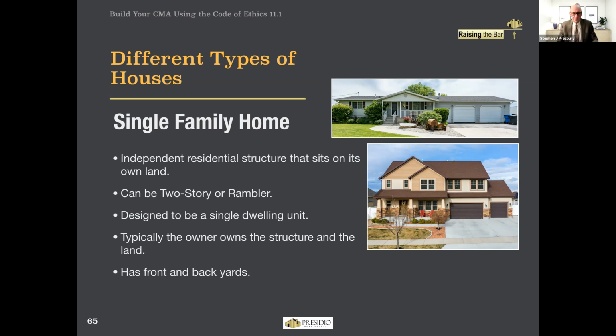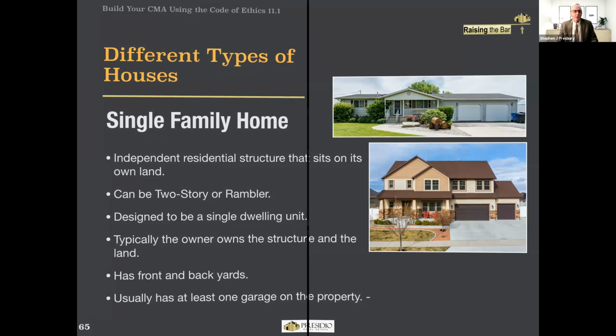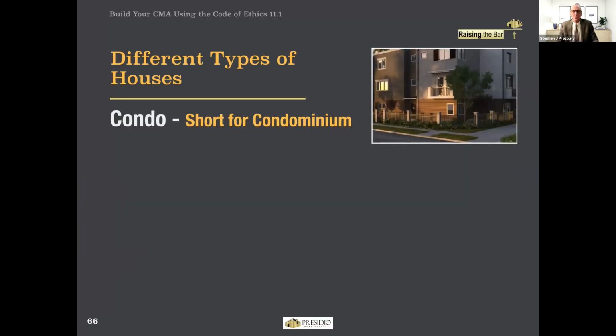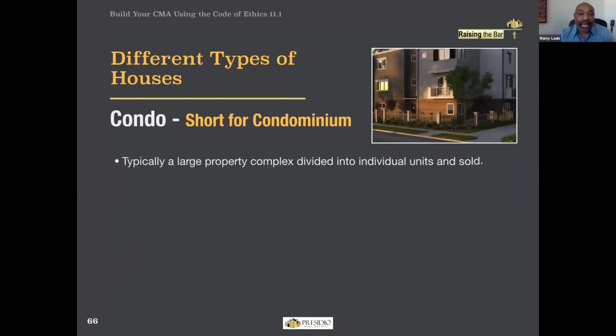Single family home usually has a front yard and a backyard. And has at least one garage on the property, okay? That's the single family home, guys. Let's look at the condo, short for condominium. It's, you know, it is good.